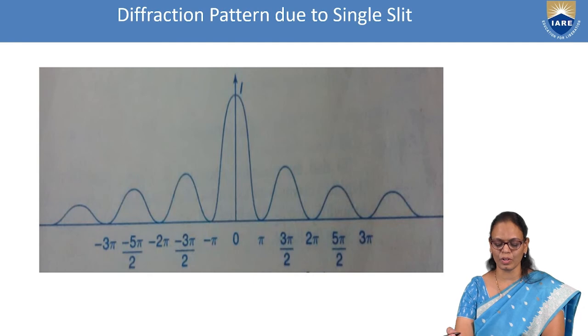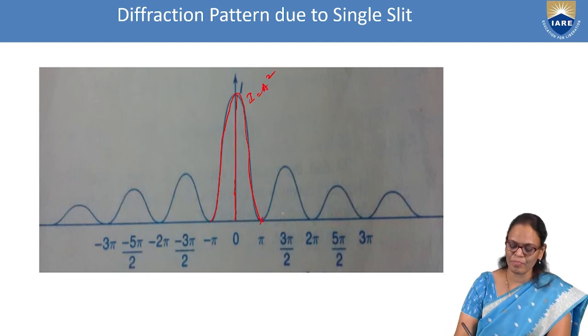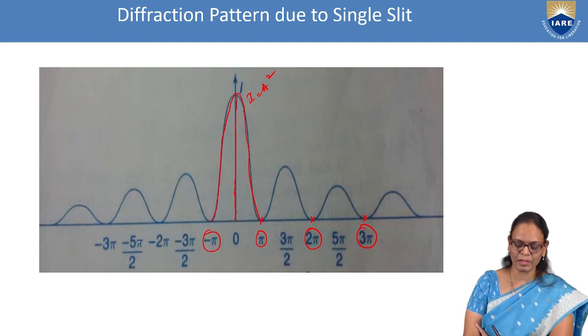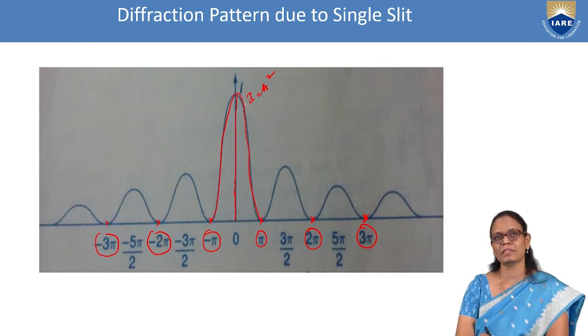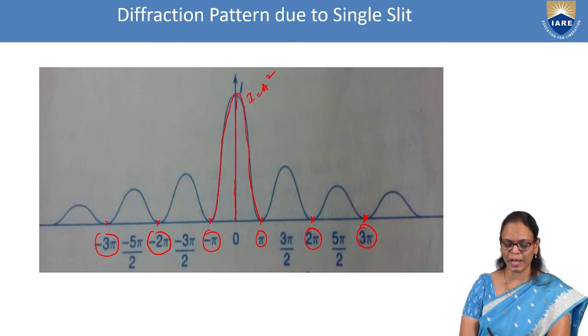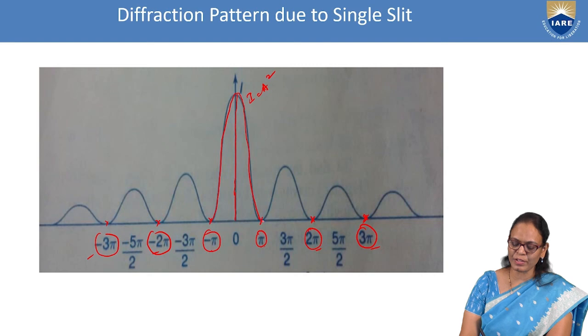Now let us understand the pattern. What we have seen here at the center, where the rays do not bend, we are having a principal maxima whose intensity is maximum, given by I is equal to a square. And then we have minima. Where are the minima? At pi, 2 pi, 3 pi, minus pi, minus 2 pi, minus 3 pi. All these are giving us minima. So these are the positions of minima. So at 0, we have the principal maxima. At points plus or minus pi, plus or minus 2 pi, plus or minus 3 pi, we are having minima. And in between two minima, we have secondary maxima.